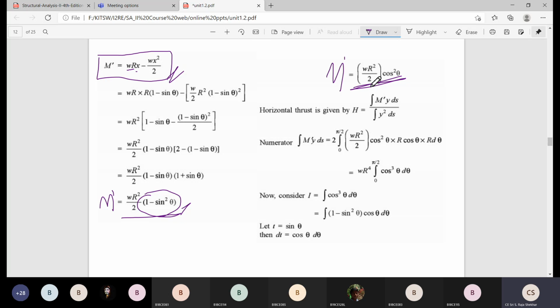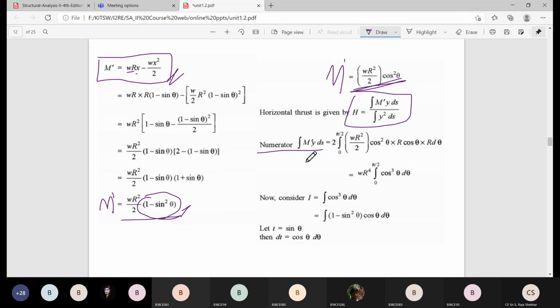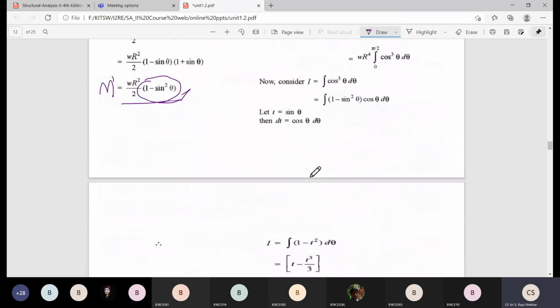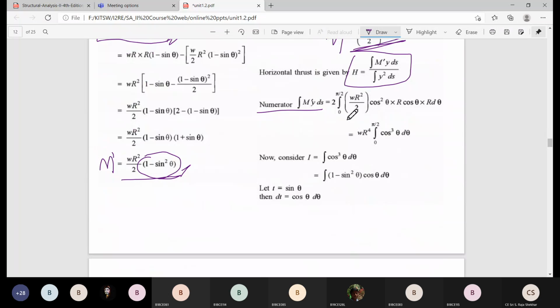Now we need to calculate the integration of M dash y into ds separately, and y square ds separately, and substitute in this equation. First, I am calculating the numerator value, the integration of M dash y into ds. This is a symmetrical loading on a semicircular arch, so it is considered as 2 into the integration from 0 to pi by 2.